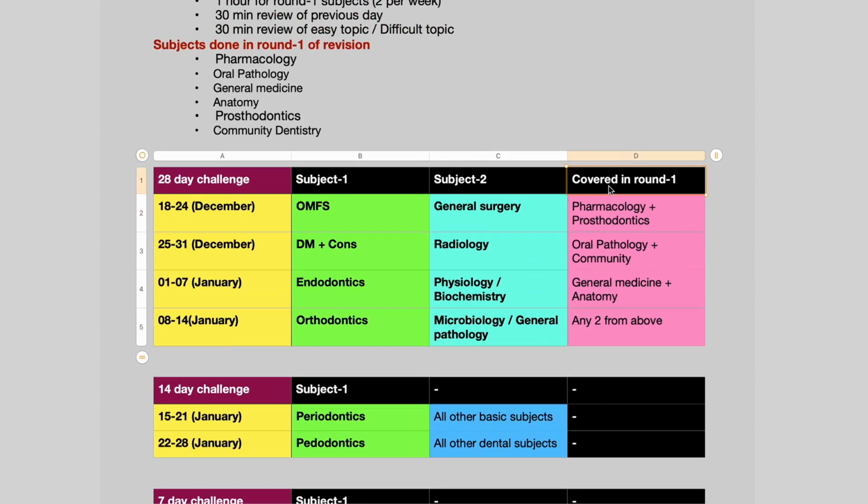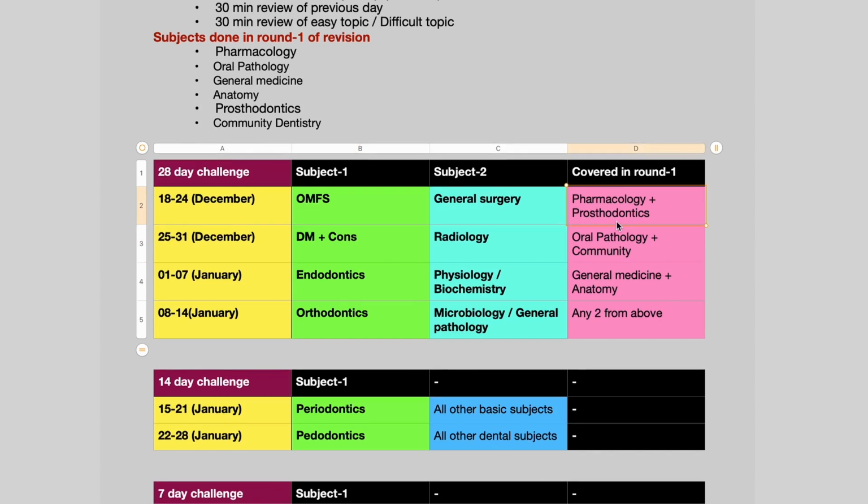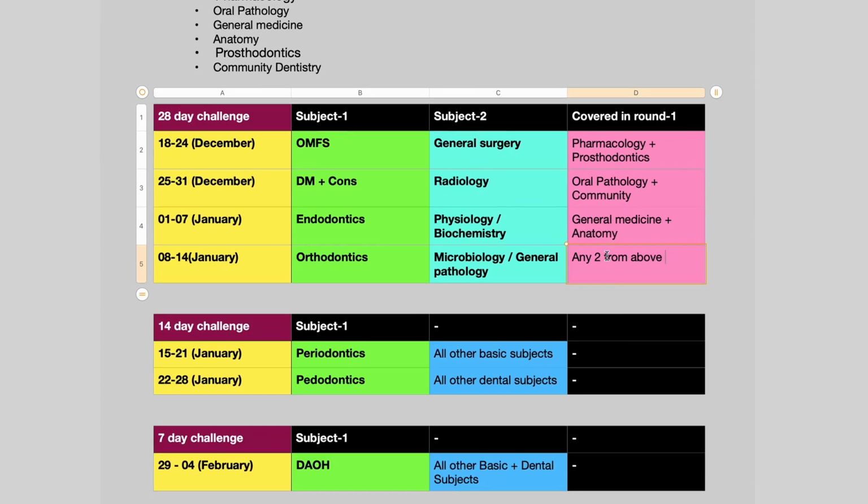Now, this is the 2-hour plan you should have every day, at least 1.5 hours. You have to do these round 1 subjects, and 30 minutes for reviewing the previous day. That's how you have to do it. So you'll be starting with pharma, prosto, oral path, community, general medicine, anatomy. Now, by the time you reach here, you might find that 2 among these 6 are very difficult for you. So select it yourself as per your requirements, and do it in the last week of the 28-day challenge.